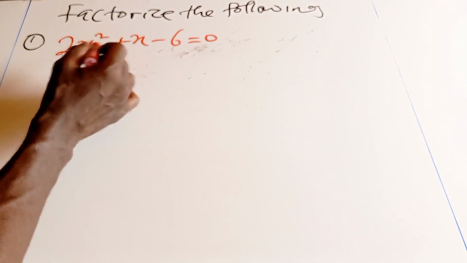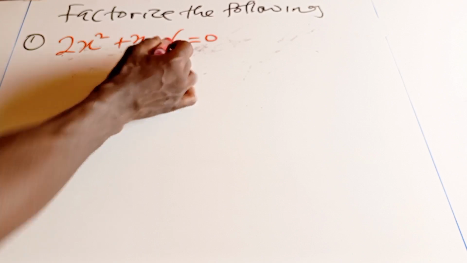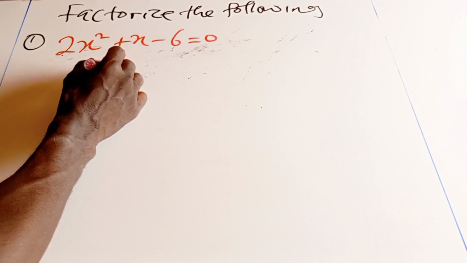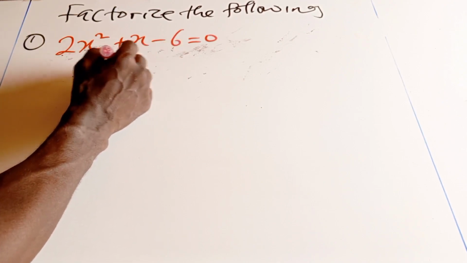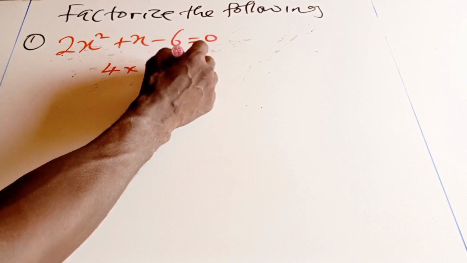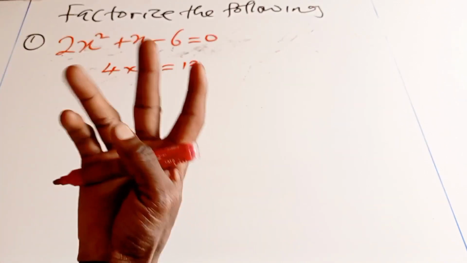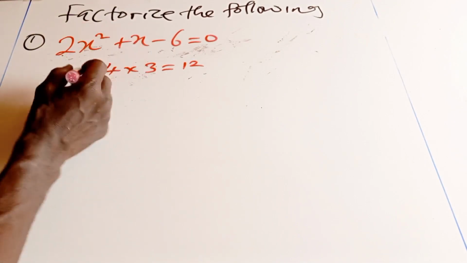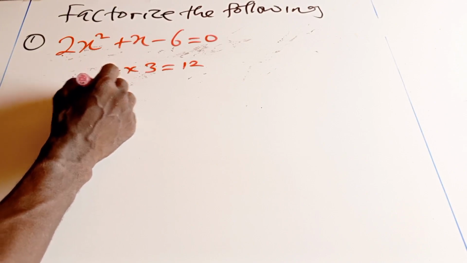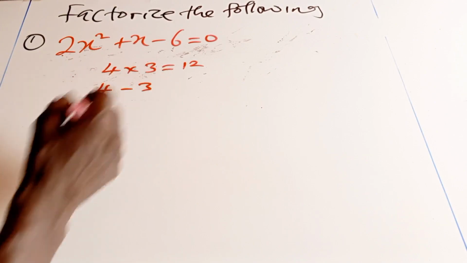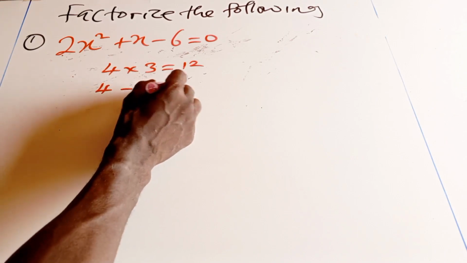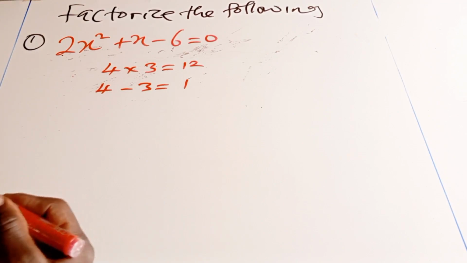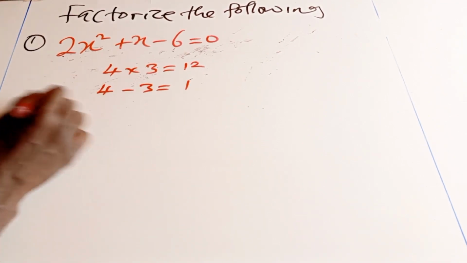Then we have to find the two multiples, that is, the multiple of 12, which is 4 times 3 is equal to 12. Then again, the two numbers, if you add or subtract, you get x. The two numbers here are 4 minus 3, that is, 4 minus 3 is equal to 1. This is how we can solve this kind of factorization.